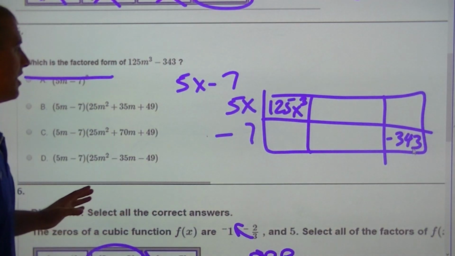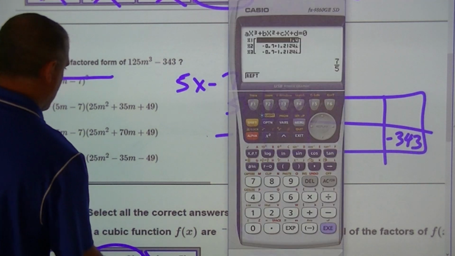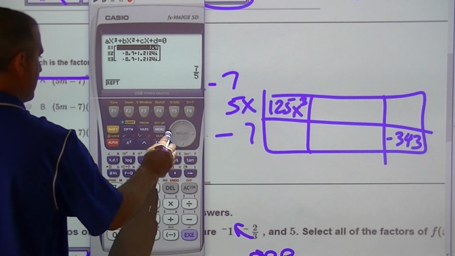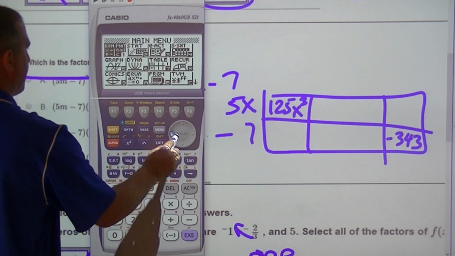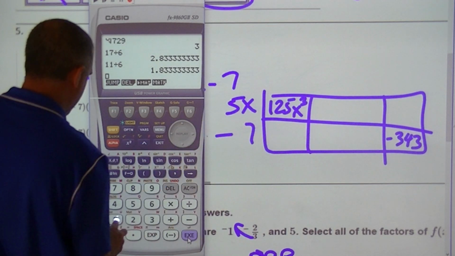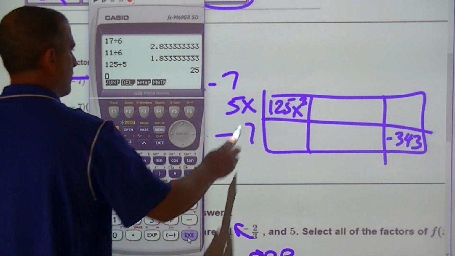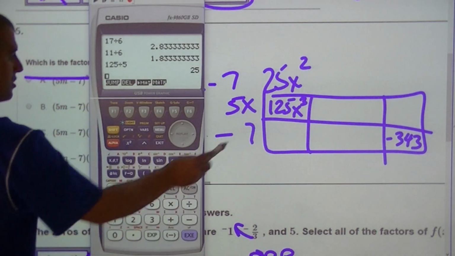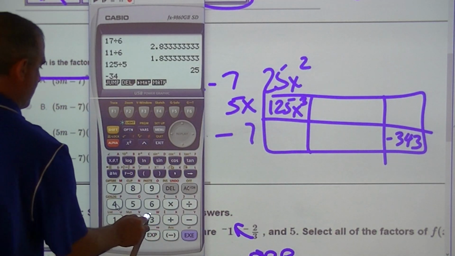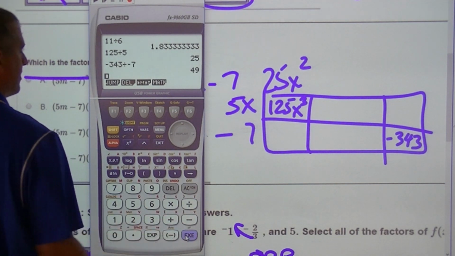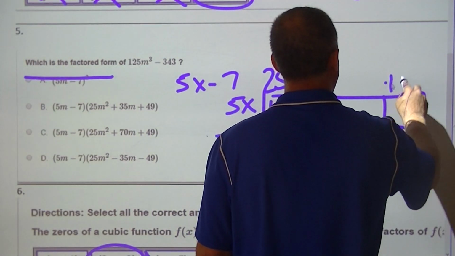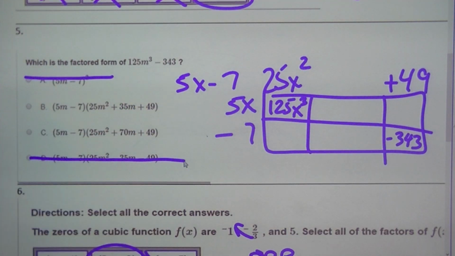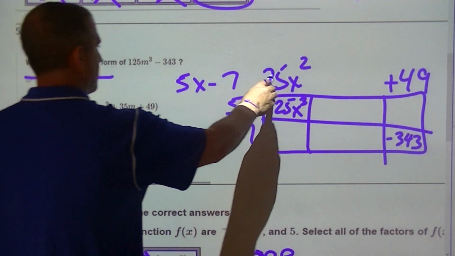Now, if you want to save yourself some time, or help make sure you get this right, look at this. If I need to figure out 125 divided by 5 would be 25x squared. The other thing you could do is divide negative 343 by negative 7, and that's going to be positive 49. Now, if you're being a good test taker, you know that this is out, and this is out. Okay, now what you do is you continue.